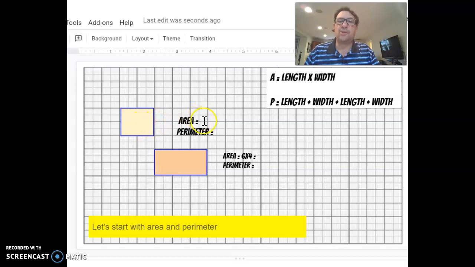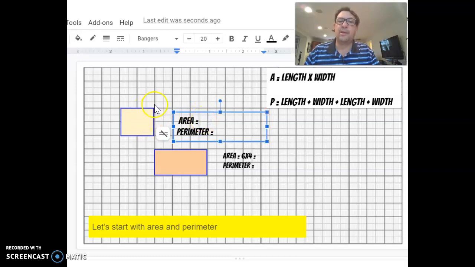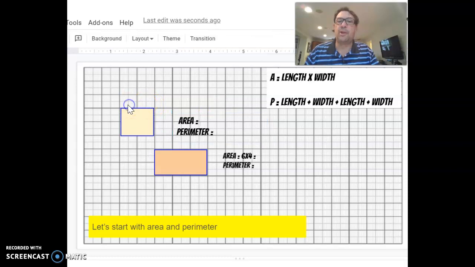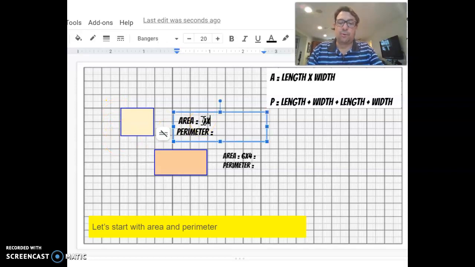So in this case, we have a square that is 4 centimeter blocks long and 4 wide. So basically, this is very simple. 4 times 4 equals 16 square centimeters. That's super important. You cannot forget to add the unit of measure. And they're square centimeters because it counts the area on the interior of the square, the inside part.